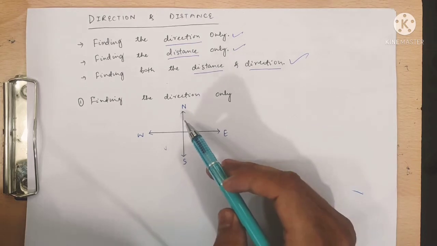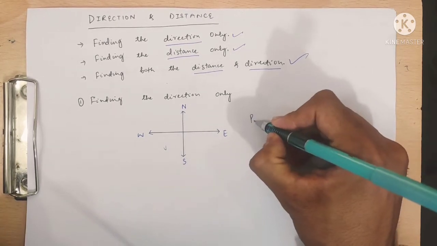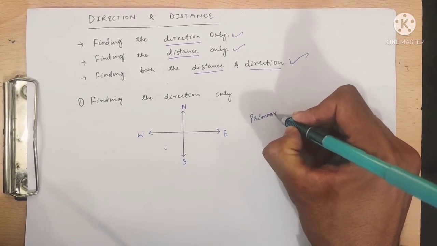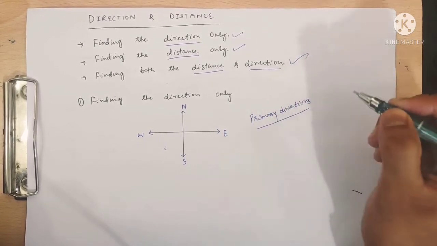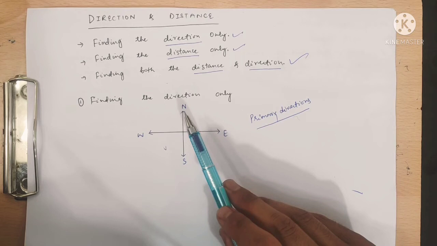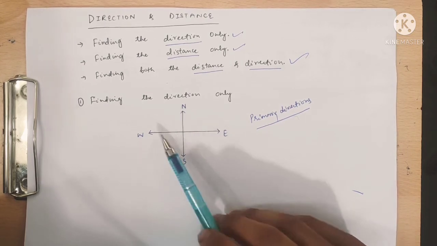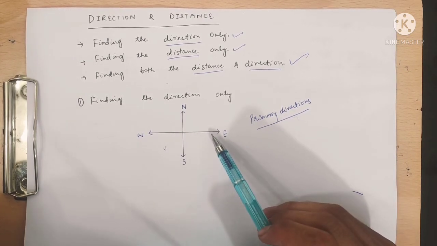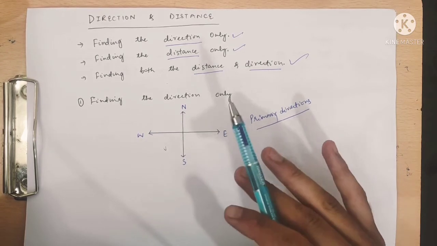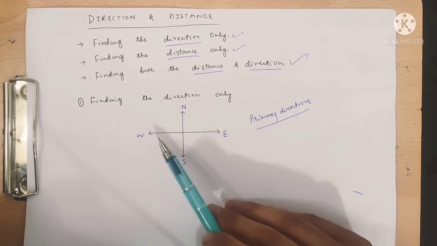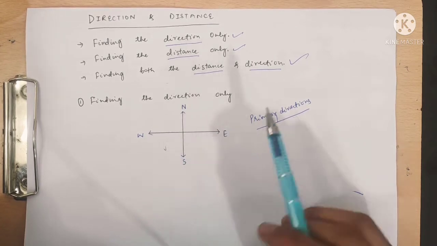These are called the primary directions. Why are these primary? Because the basic directions are these. You all know that there is north, there is west, there is south, and there is east. All the points, all the persons, or anything, any house, any person lies between north, east, south, and west. So that's why these are called primary directions.